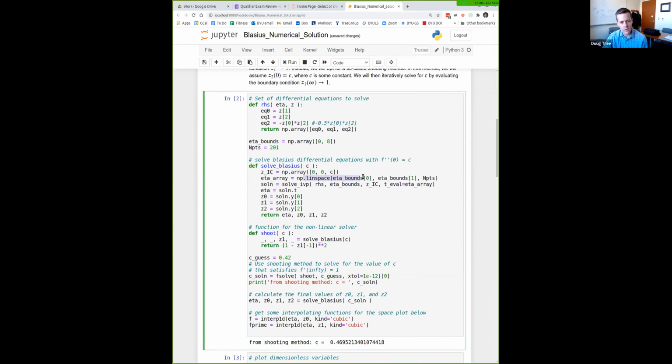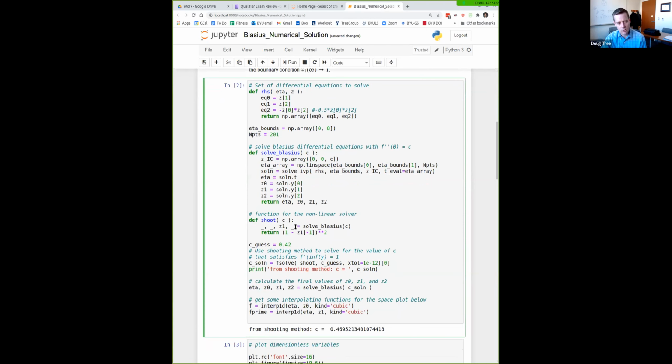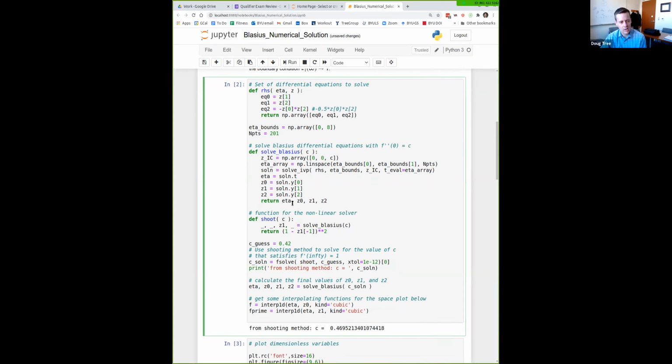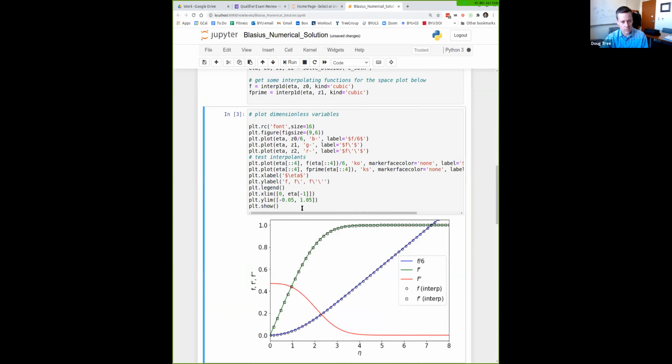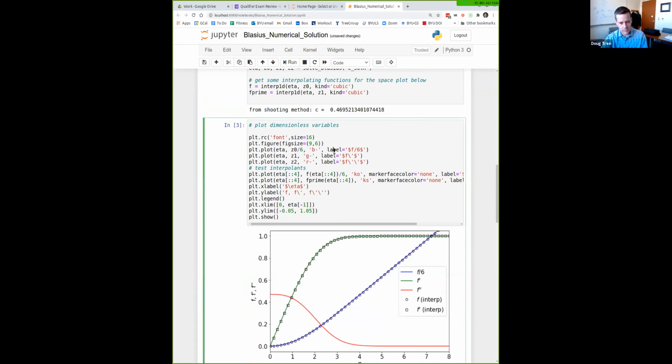I also have to pick some range of eta. So I pick eta to go all the way out to 8. Who knows, maybe it needs to go to 100, but I say 8 is enough. Then I define this other function that wraps around solve Blasius, which I call shoot, which has this constant c, the unknown part, related to the boundary condition. And then I use an fsolve for that shoot function. Basically it solves the differential equation lots and lots of times until it finds the right value for c. So I can run that and plot it.